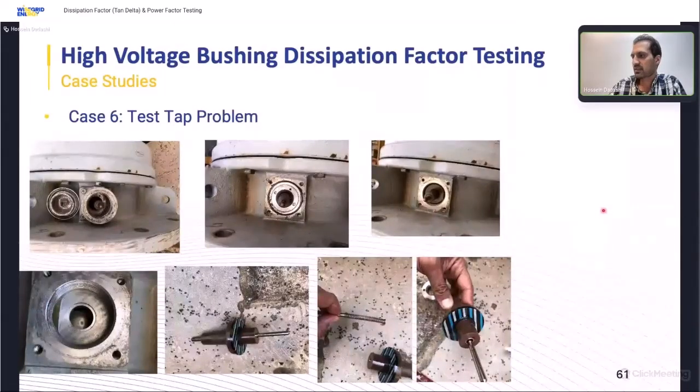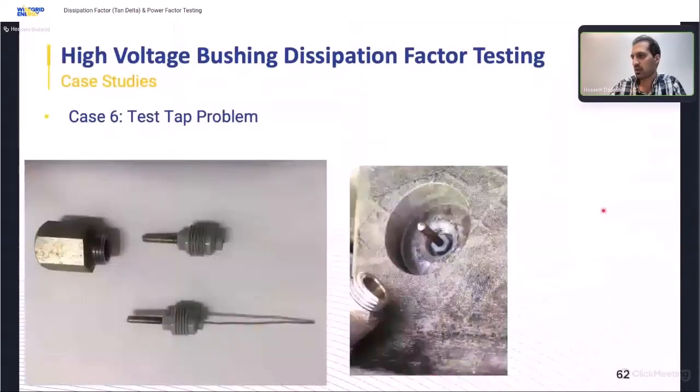Other cases related to the test tap. When we see the test tap from outside of the bushing, we see it's really a good terminal and we can make our connection in an easy way. But please take care that inside of the bushing, this test tap is connected to an aluminum foil. If we don't take care about this point, we can damage it easily. And if we damage the test tap of the bushing and disconnect it from the aluminum foil, there is no way. We should replace the bushing and we cannot repair it.